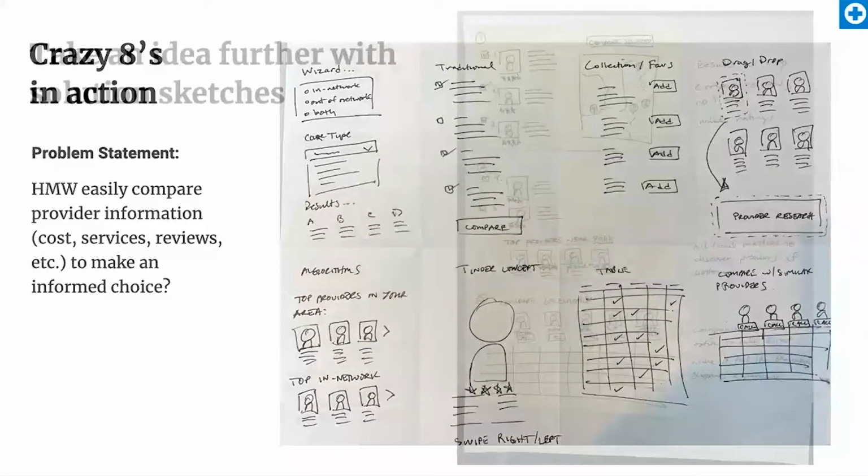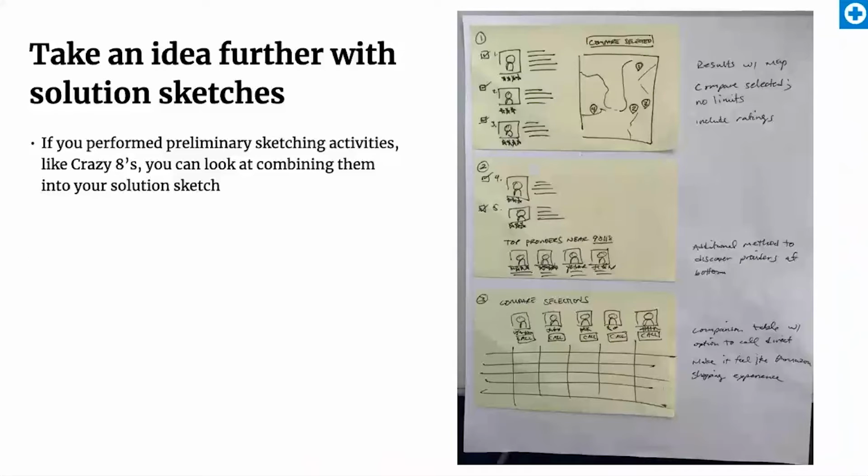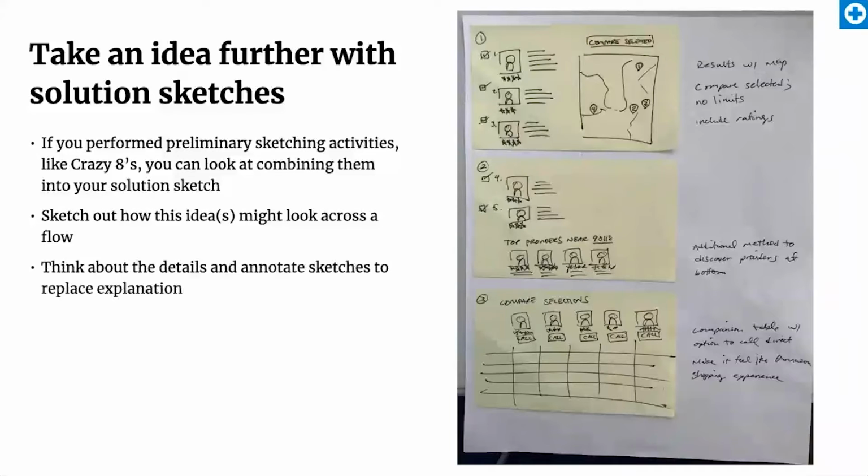After doing some of these preliminary sketching activities, you can take an idea further in a solution sketch. This can be a new idea, a combination idea, or even include other people's ideas. Sketch out how this idea might look across a flow. Each section is a new step. Guide us through your experience and think about what is new and interesting. Add some side notes to replace the explanation. Words are important, but ugly drawings are okay.